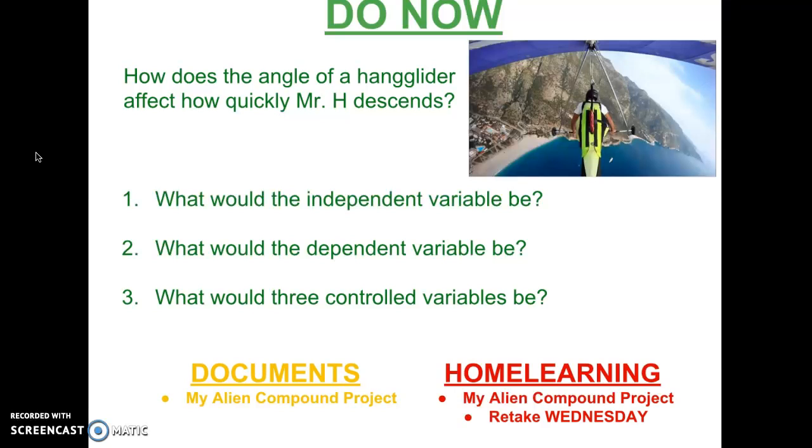All right, now that we've had an opportunity to write down the do nows, we'll get into the actual question. It says, how does the angle of the hang glider affect how quickly Mr. H is able to descend? The independent variable would be the angle of the hang glider. The dependent variable would have to be how quickly I descend, and then some 3 different controls could be like the wind speed, or the person that's hang gliding, or the same hang glider, or the same location. Lots of different options there.